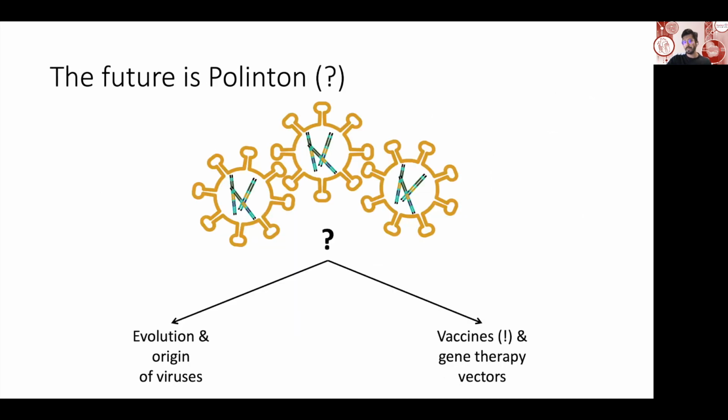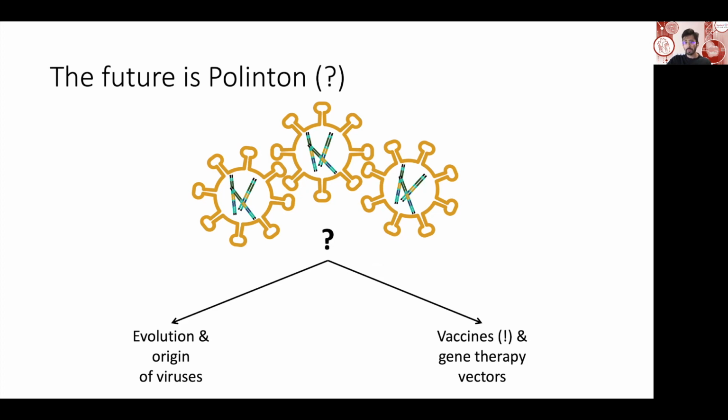So why should you care? And what does this all mean? And why should it matter to you? To start, as we elucidate more and more about Polintons, we can make more hypotheses about the origin of viruses and how they evolve over time. But even more applicable is the fact that we are in a world where new ways to deliver DNA or make changes to a host genome is invaluable.